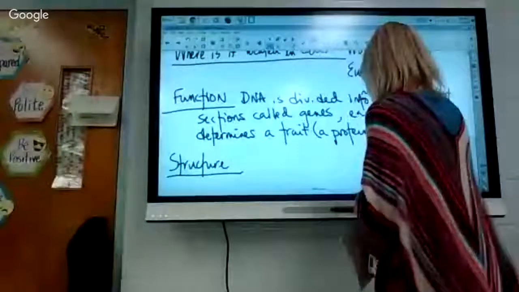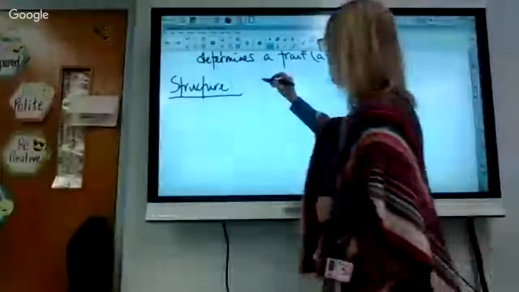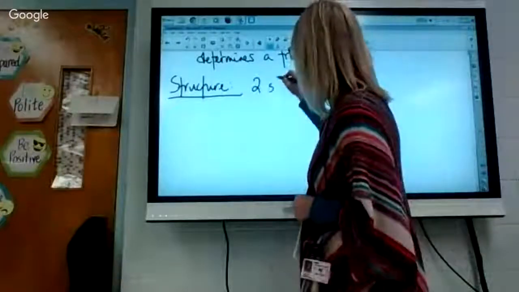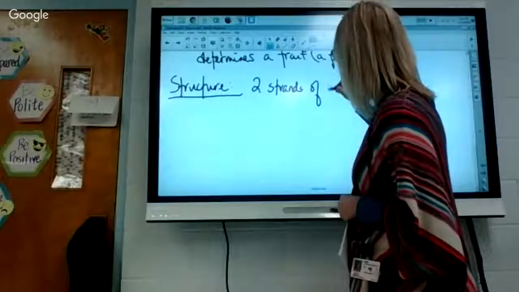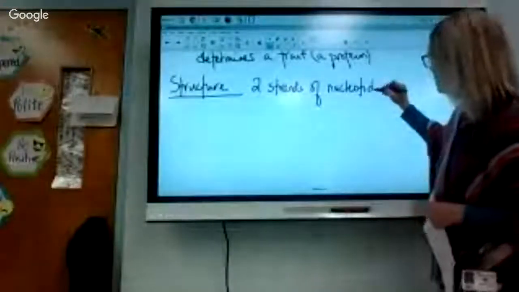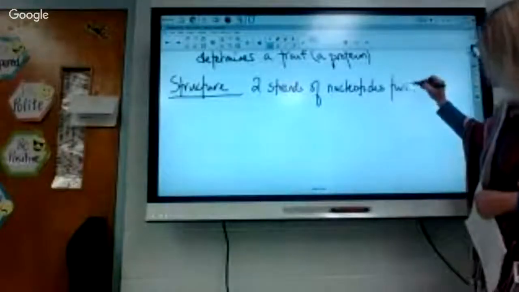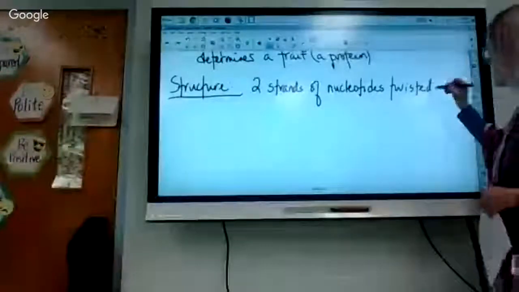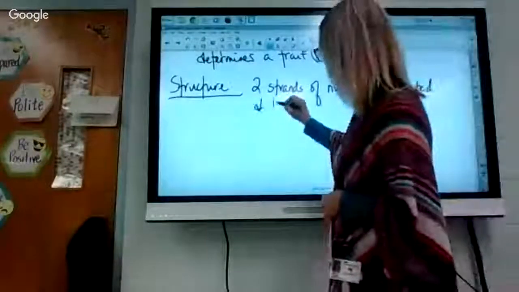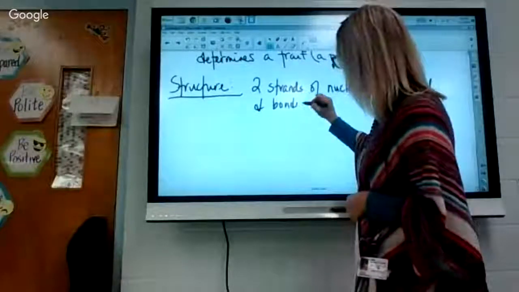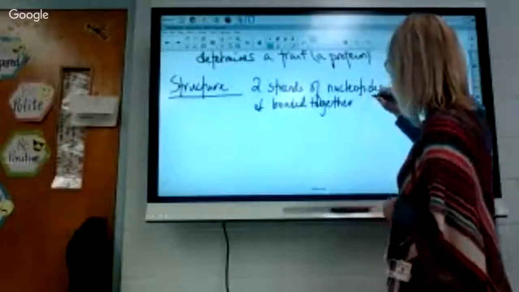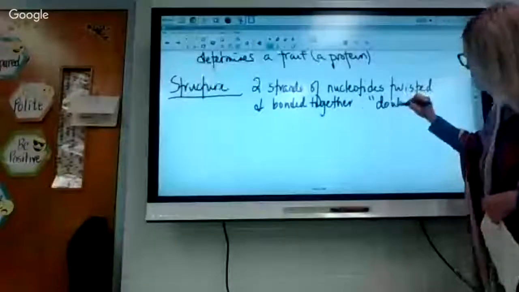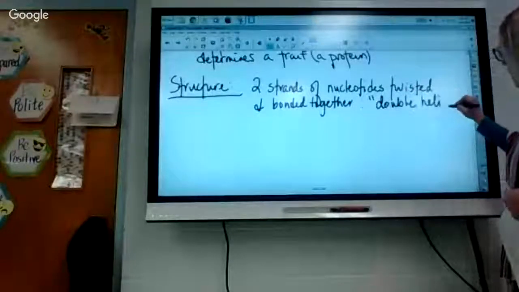Okay, so structure real quick. So we know there's 2 strands of nucleotides twisted and bonded together. And we call that 2 strands twisted a double helix. Yeah, or a twisted ladder model of DNA.